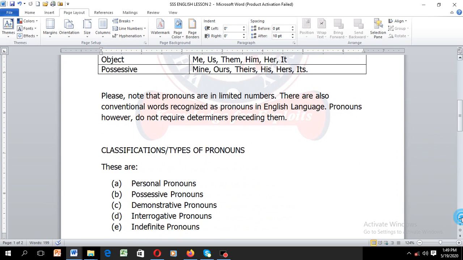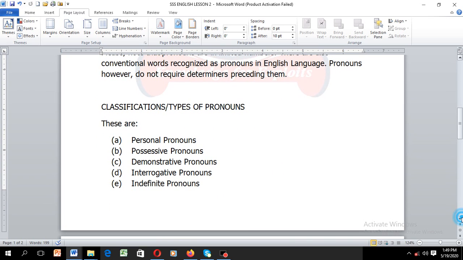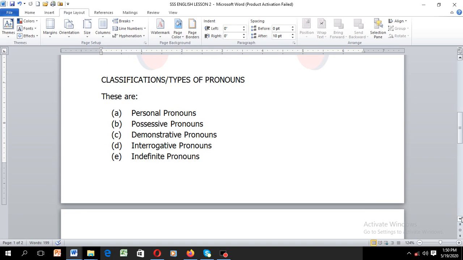Now let's take a look at the classifications or types of pronouns. We have these types of pronouns here. I'd like us to listen very carefully as I take them one after the other with brief examples. Number one, we have personal pronouns.